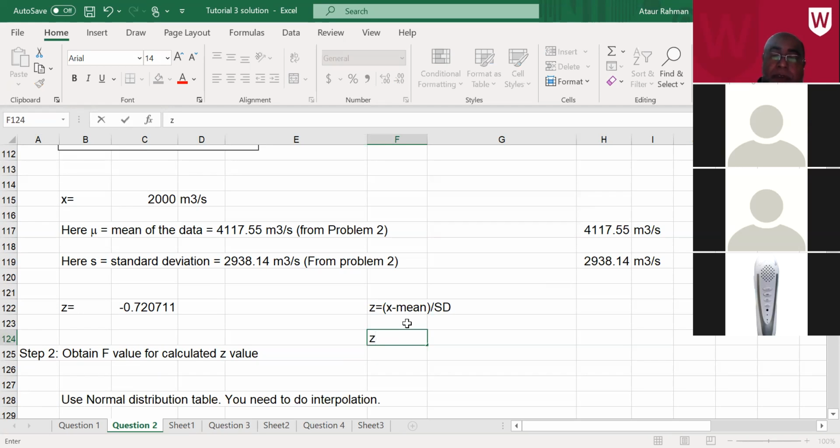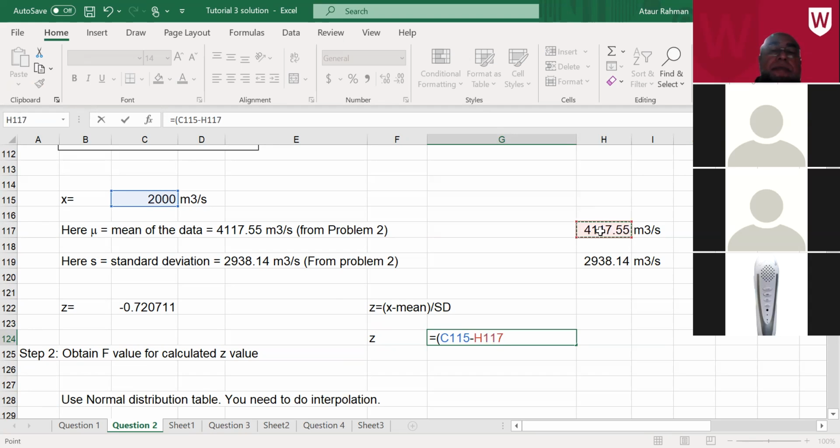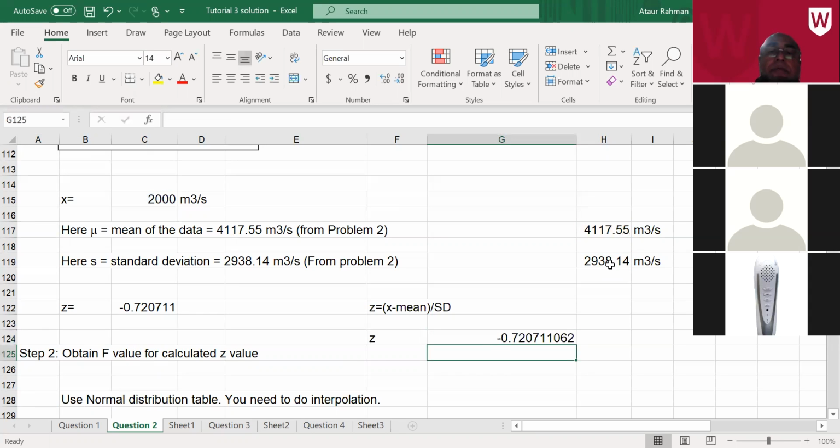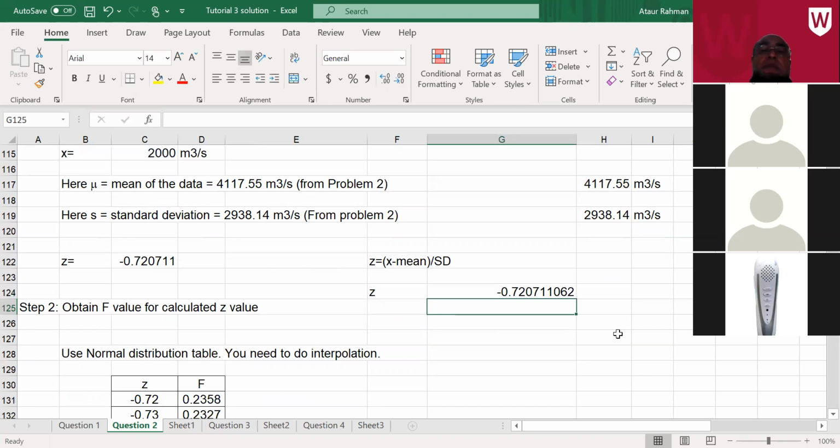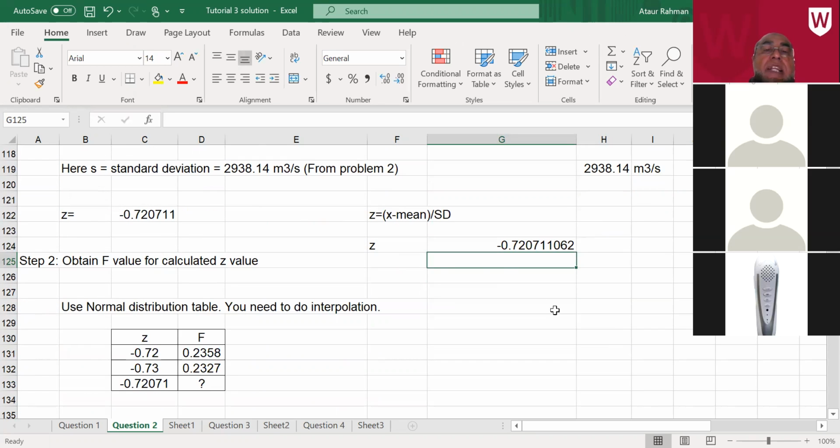So Z would be our X value, which is our 2000, minus the mean of the data, divided by the standard deviation of the data here. So the Z value in this case is minus 0.7207. So it's coming to the left side of the standard normal distribution. So for that Z, we have to find out the equivalent F value.